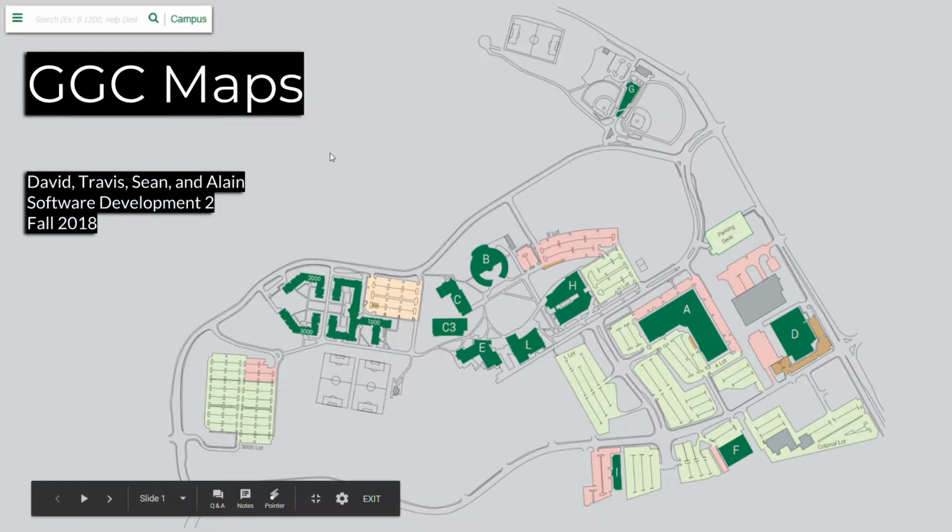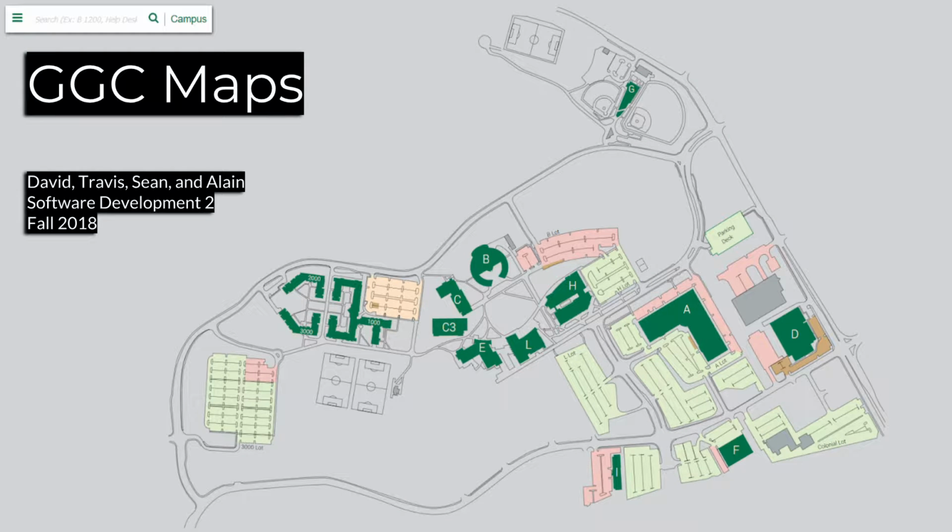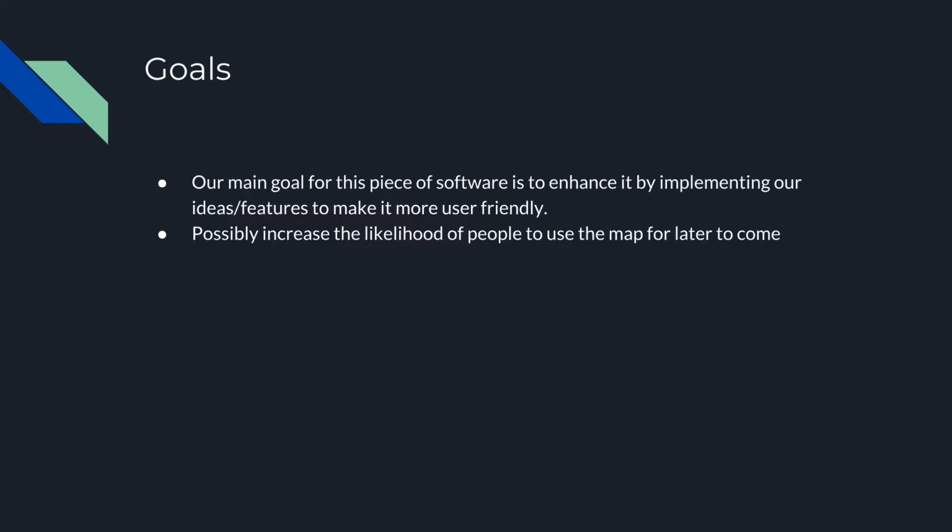This is a presentation for the GGC maps. My partners are David, Travis, and Alan. Software Development 2, Fall 2018.